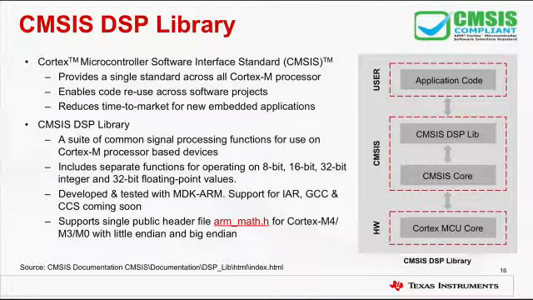The CMSIS DSP library includes separate functions for operating on 8-bit, 16-bit, 32-bit integer and 32-bit floating point values. It has been developed and tested with MDK ARM and can also be compiled on various tool chains such as TI's Code Composer Studio. Additionally, the CMSIS DSP library supports a single public header file for Cortex M4, M3, M0 with little endian and big endian.